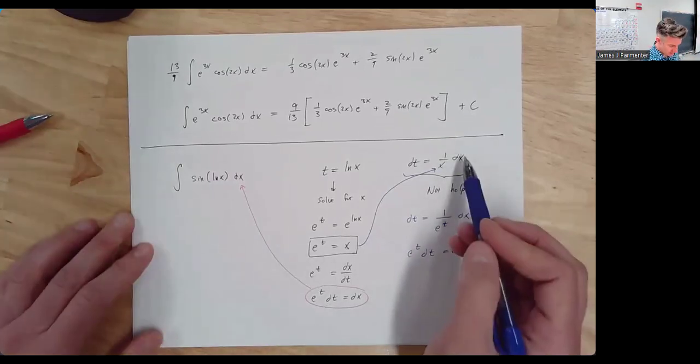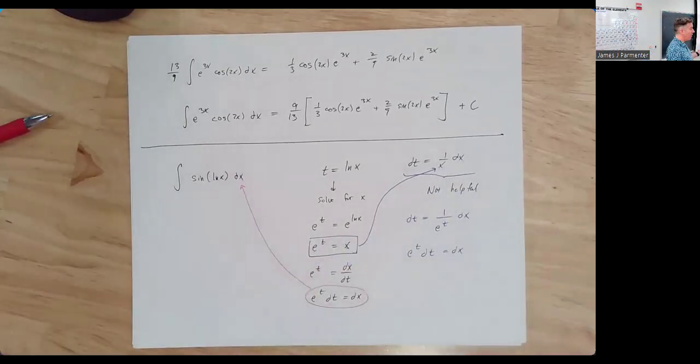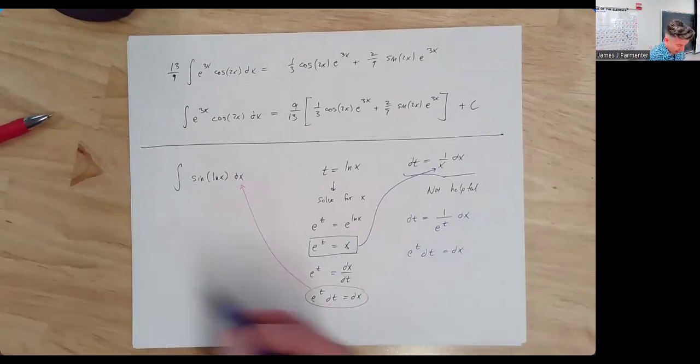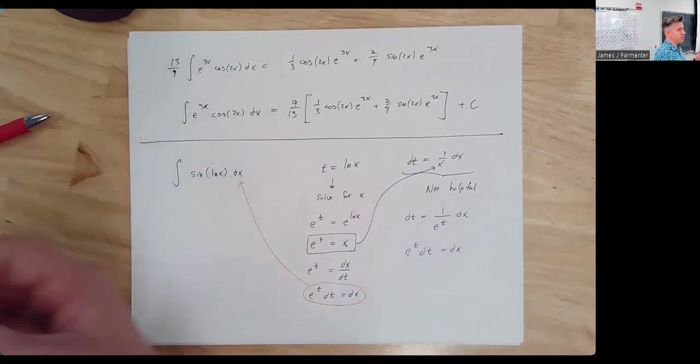So I knew that the dt wasn't helpful, or it's not helpful enough, because usually when we're trying to do a u sub, we want the derivative to exactly be in the integral. And it's not, right? I don't have a 1 over x times dx in my integral. So that's what I mean by not helpful. It's not what I would usually like.